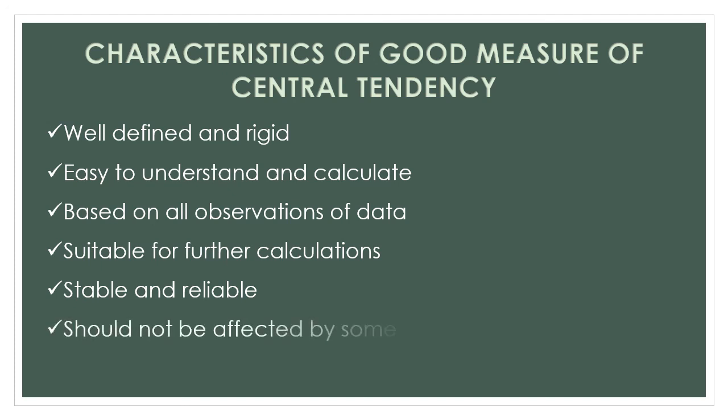The last point is it should not be affected by some very small or very big observations. That means out of 10 observations, if 2 observations are very small, our average should not be affected. And likewise, if 2 observations are very big, similarly our average should not be affected. So if that is the case, then it becomes a good measure of central tendency.